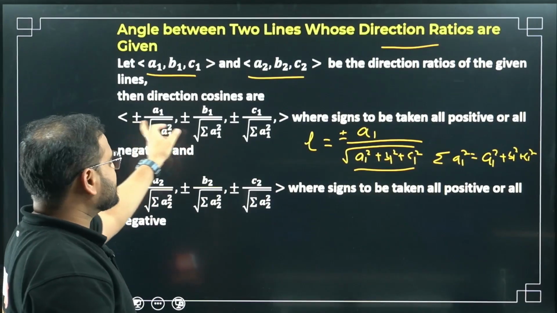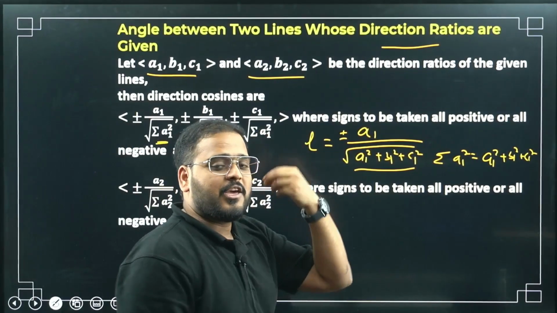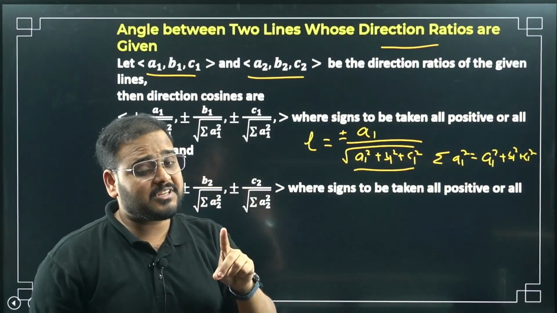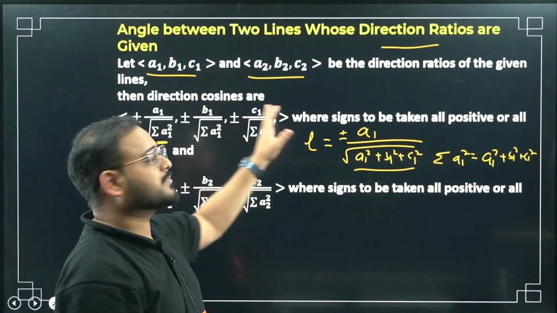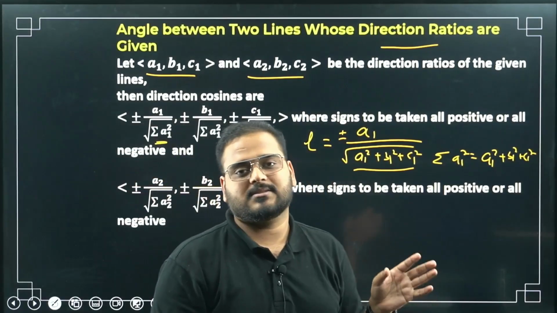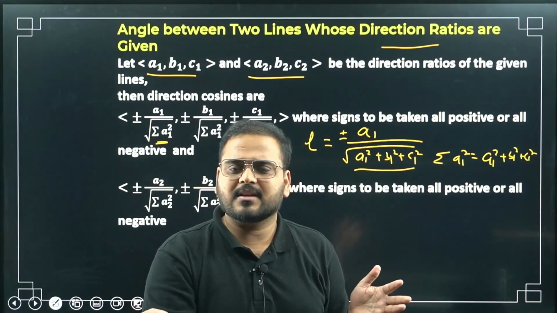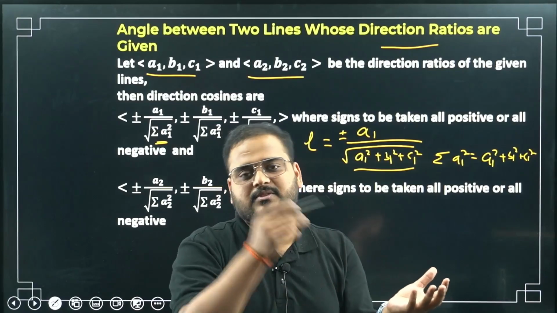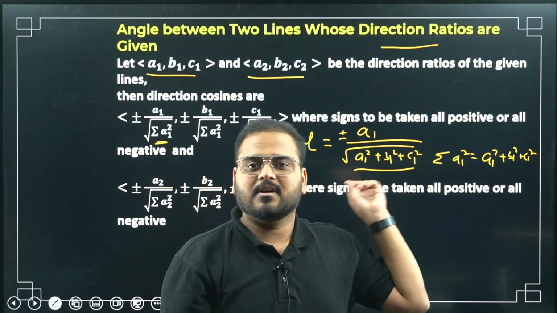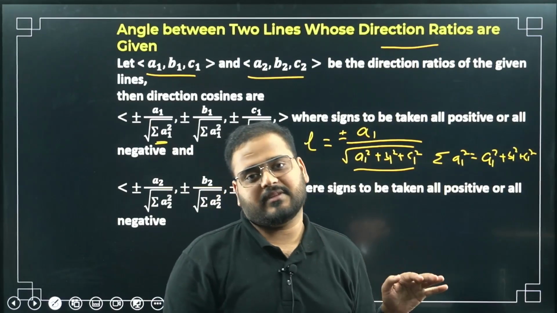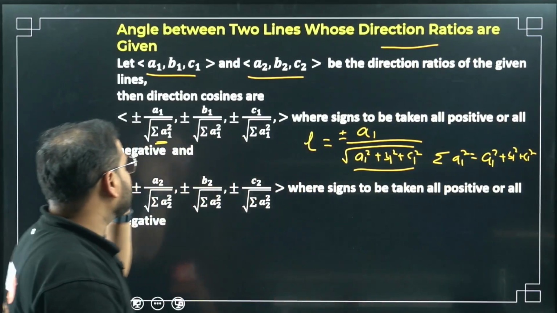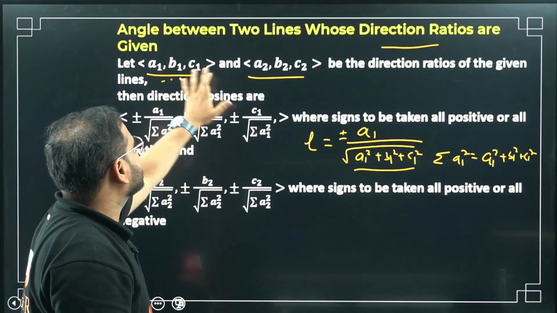Now, you have two signs, plus and minus. If you are taking plus, take all positive. If you're taking plus, take all three plus. If you're taking minus, take all three minus. Opposite direction will be there, nothing worse. If L is positive, then M has to be positive and N has to be positive as per this formula, okay? What about negative, sir? You have to take all three negative then. This is with respect to the first vector.